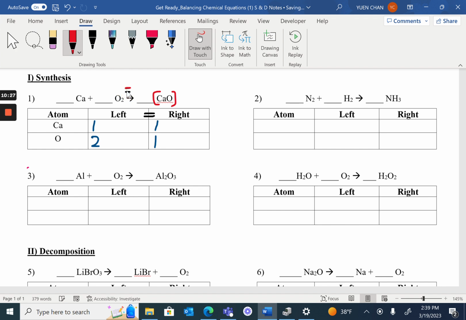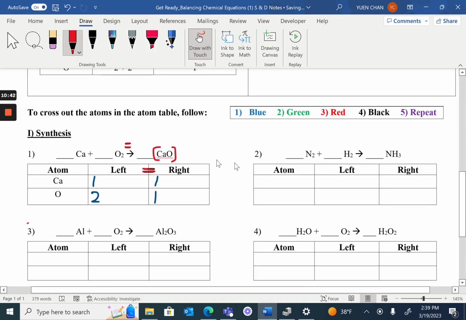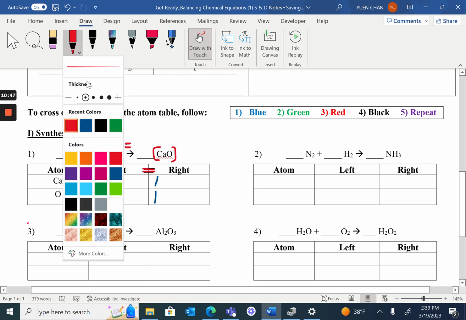I'm going to use red pen. Maybe that's easier? Would that be better? All right, I'm going to start with this. Okay, red pen to put the arrow, the equal sign, and the bracket. All right. So we see that the calcium is not balanced. I mean, the calcium is balanced, but oxygen is not balanced. So we're going to use the second pen, which will be green.